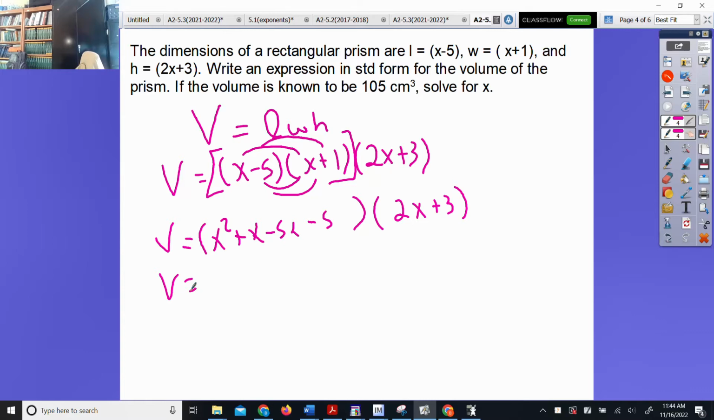So then after you combine like terms, you get x squared minus 4x minus 5, and then you multiply that by 2x plus 3. Why don't you guys go ahead and get a head start on that, and we'll see if we match.